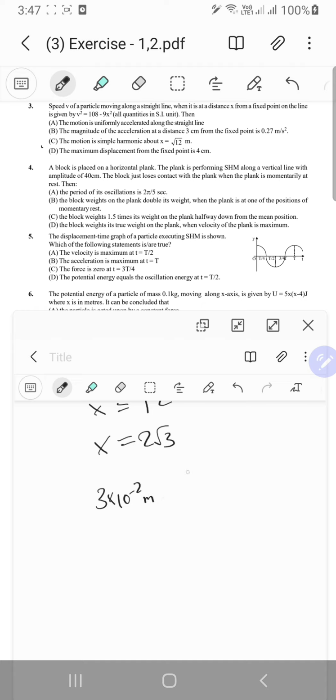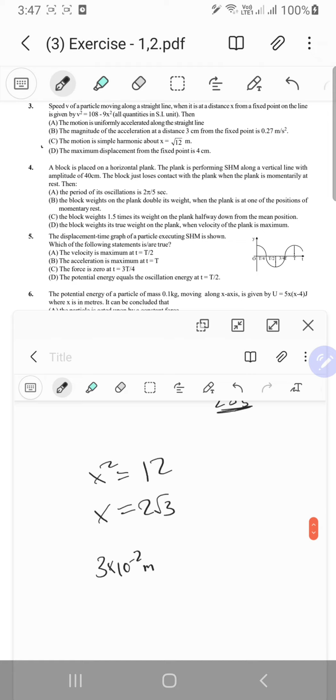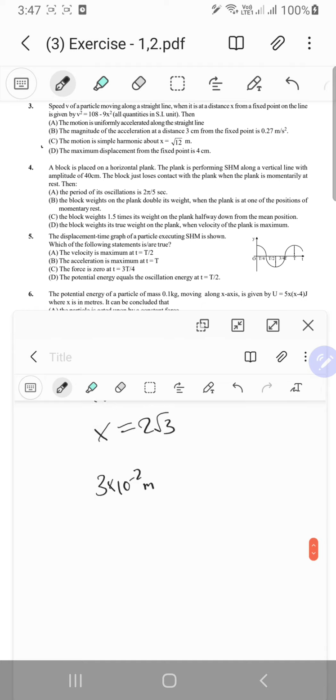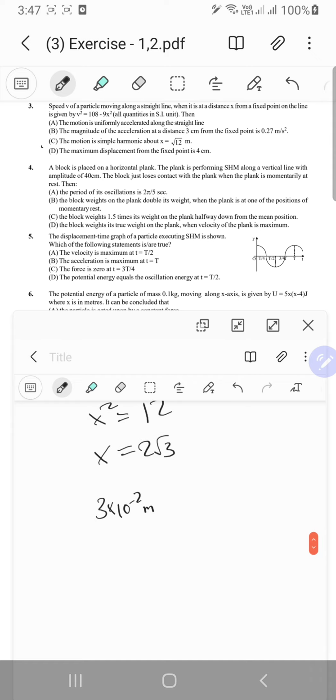Okay, is 0.27 meter per second. From where do these people even get this? So what should be the thing? 108 is the maximum. It's going to be half k amplitude squared. Wait, no. V squared would be k amplitude squared. So k we don't know. Amplitude squared is just 12.